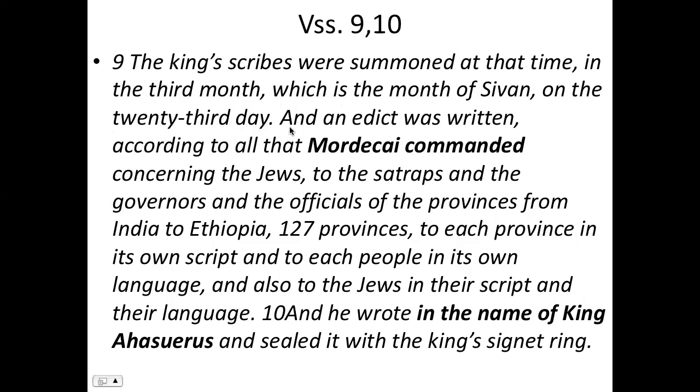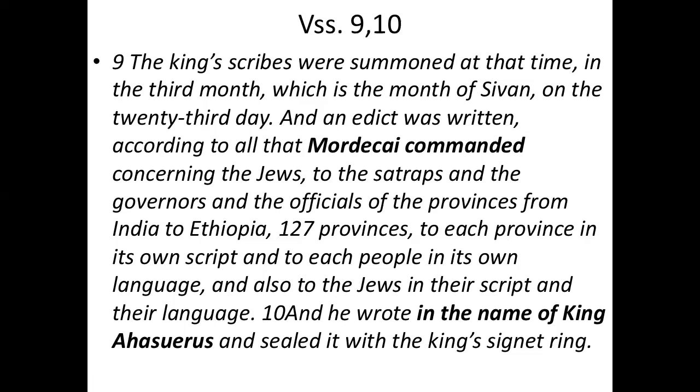And an edict was written according to all that Mordecai commanded. So Mordecai is commanding this concerning the Jews. So the satraps and the governors and the officials of the provinces from India to Ethiopia, 127 provinces to each. Now, this is just the same language, right? As that first decree that Haman had written. It's listing all the provinces and to everybody in their own language, and also the Jews in their script and language. So I think it might be verbatim if I remember. Part of it is in any case.